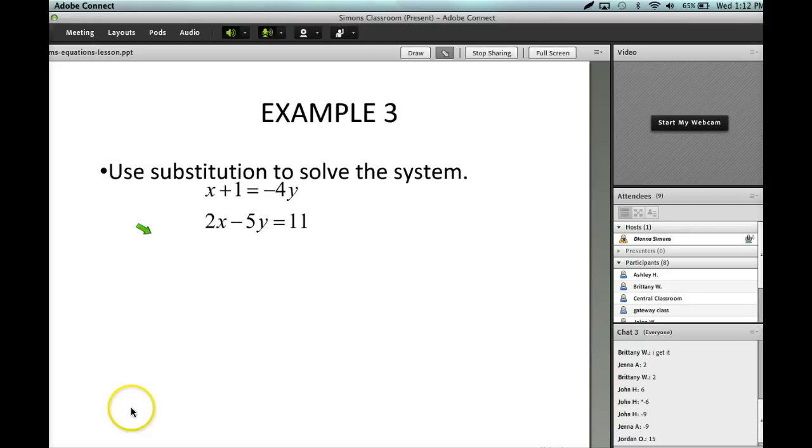Substitution. Let's see if we can do this one. This one is not solved. Neither one of these are solved for x or y. Which one do you want to use, the top or the bottom? You want to solve for x, you want to solve for y? The top. Okay, we got one person that's saying the top, and what would you solve for? Y.